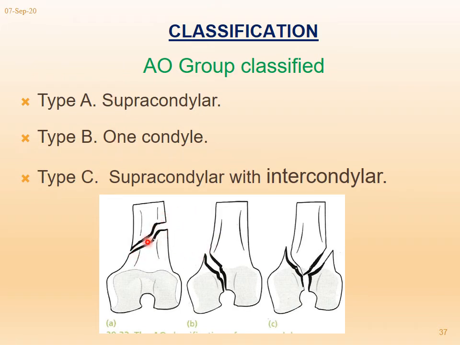This is Type A. This is extra articular. These are the condyles of the femur which make a joint with the tibia, the knee joint, and this is outside. The fracture line is outside the joint. So this is known as supracondylar type A fracture. Here one condyle is broken and the fracture line is going into the knee joint. This is type B, one condyle, medial or lateral condyle. And type C, when both the condyles are broken, this is known as supracondylar extension and intercondylar, this is known as type C.